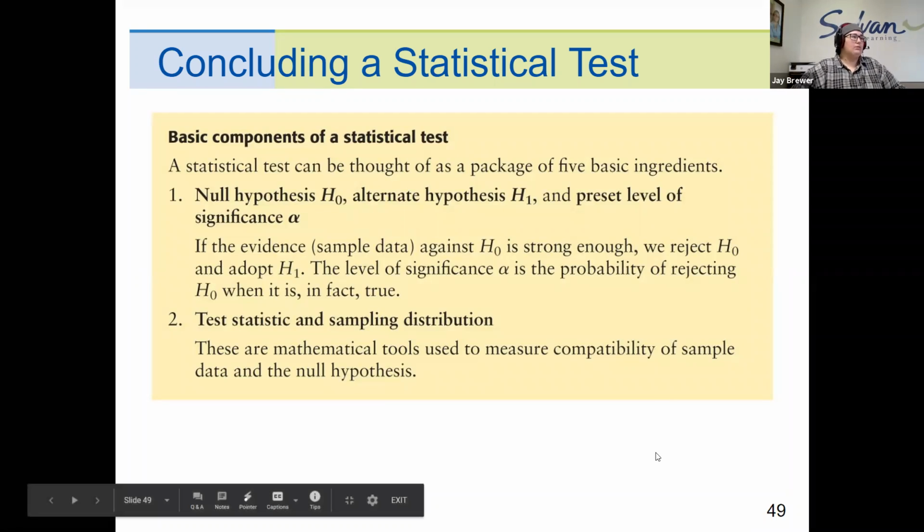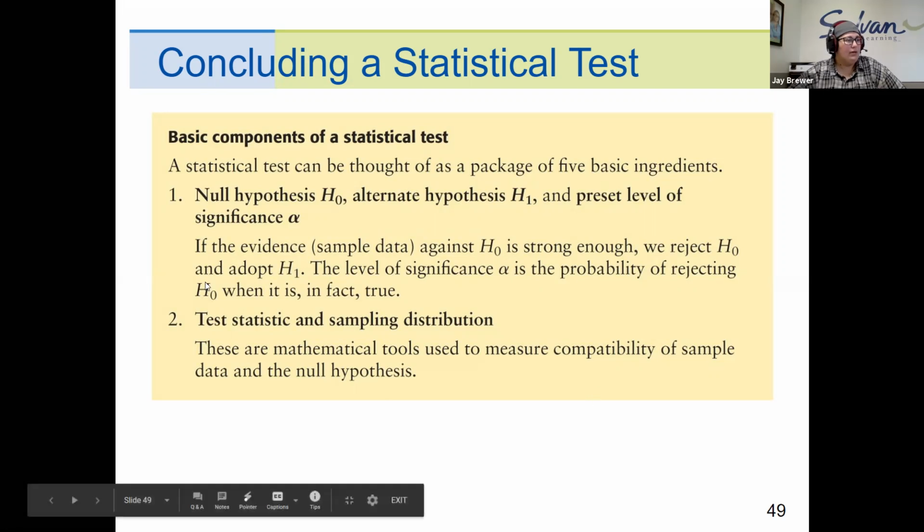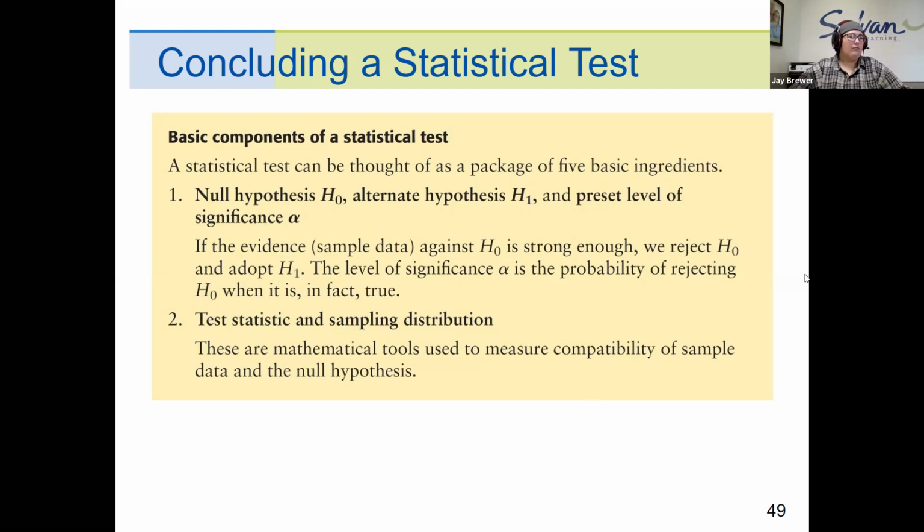Okay, basic components of a statistical test. A statistical test can be thought of as a package of 5 basic ingredients. Here are the first 2. Number 1: null hypothesis, alternate hypothesis, and preset level of significance alpha. Number 2: test statistic and sampling distribution. I will give you a few seconds to pause so that you can write all the detail down that you personally need.